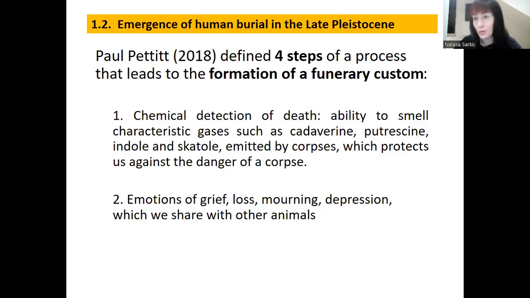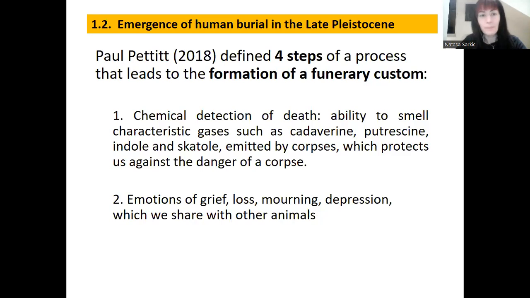So this first step is that we realize that this smell is something unpleasant for us, and at the same time it's attracting a lot of animals that maybe wouldn't come close. This would be the first step to understanding that, okay, we have to do something with this. We cannot just leave the body here. But this is clearly practical: either we are going to move away from the body, or we have to move the body from us. Some of these things have to happen.